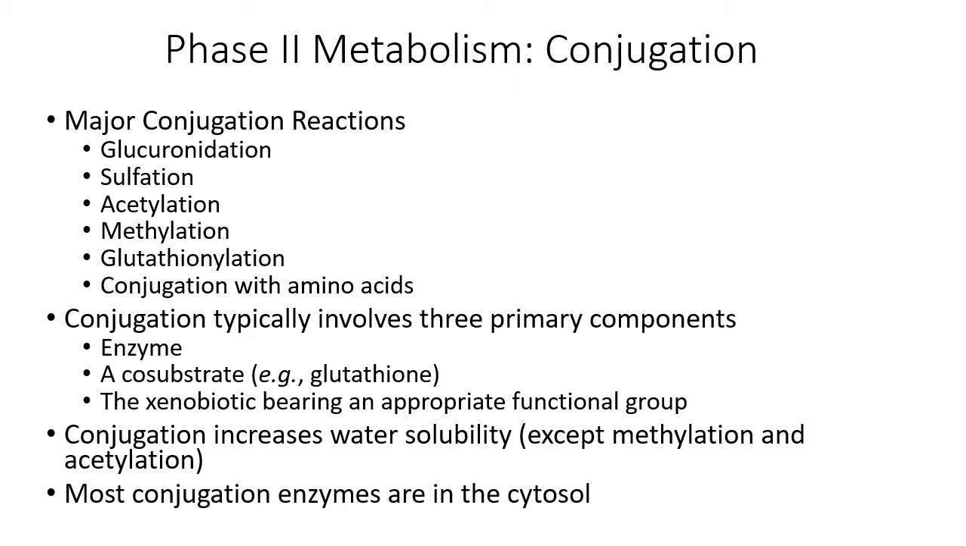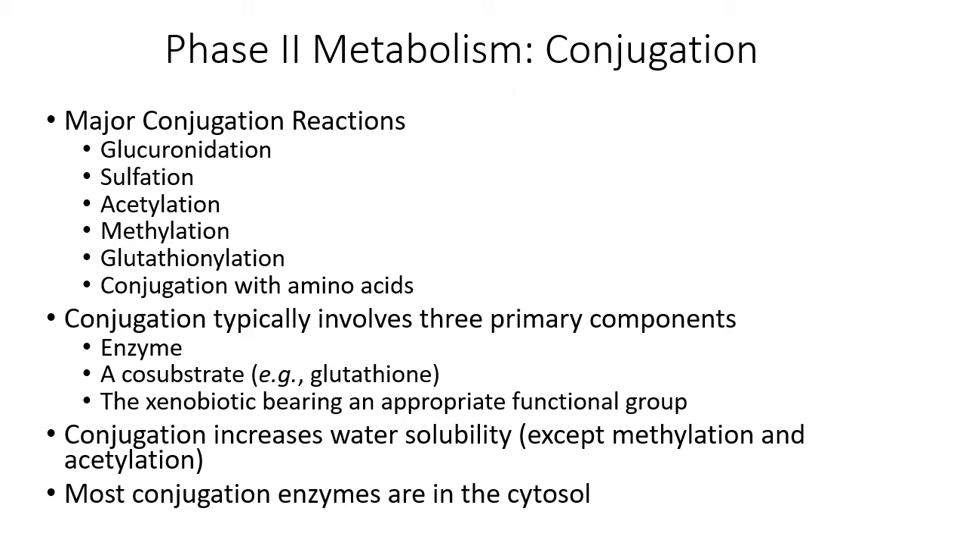There's the enzyme. You need an enzyme for conjugation. You need a co-substrate. This is a little bit different from phase 1. The co-substrate would be a larger molecule that you are conjugating your drug with. That would be, for example, glutathione. And then you need the actual drug, which is a xenobiotic that has an appropriate functional group.